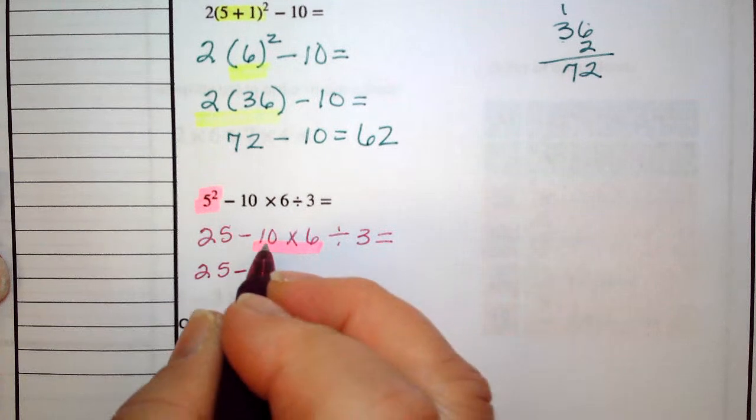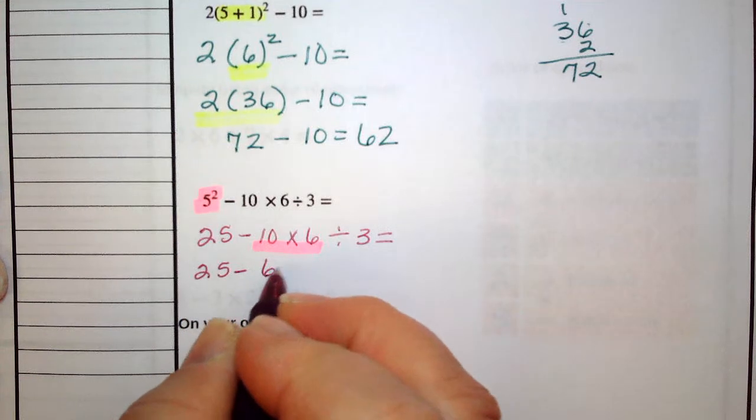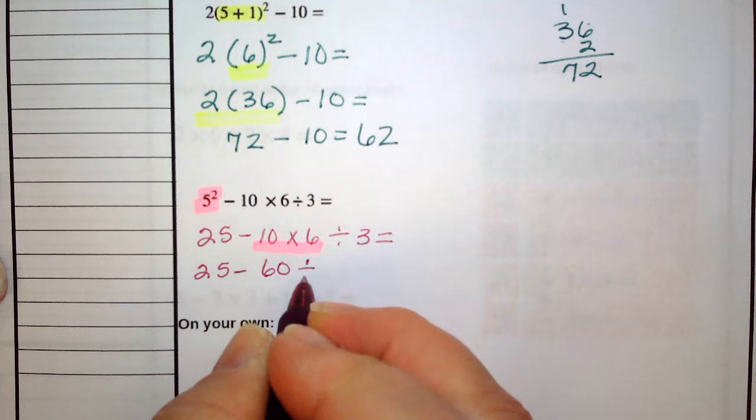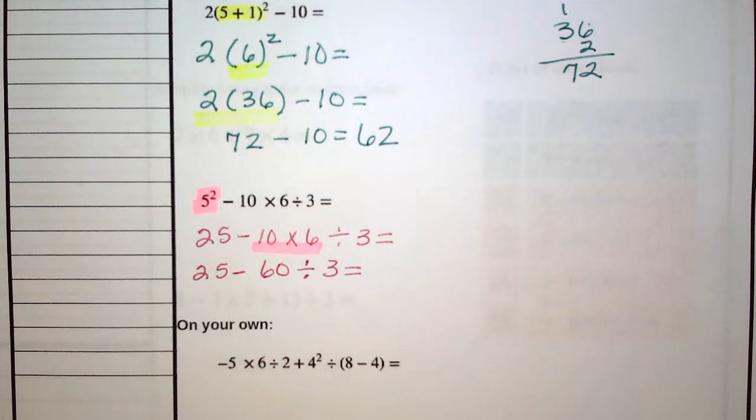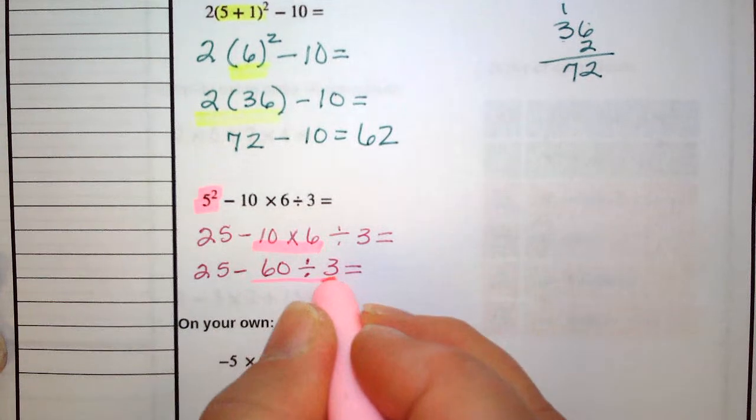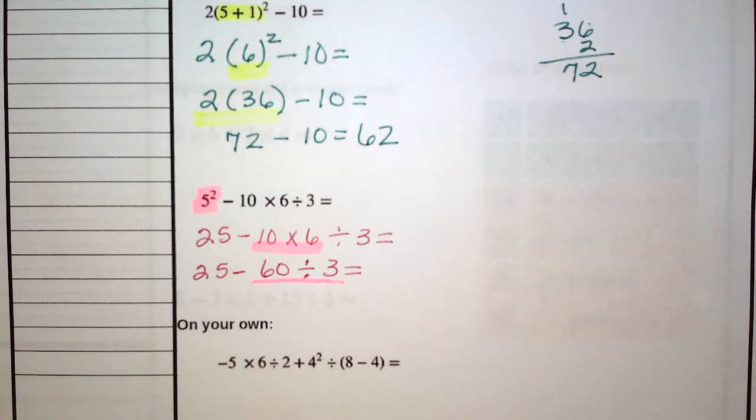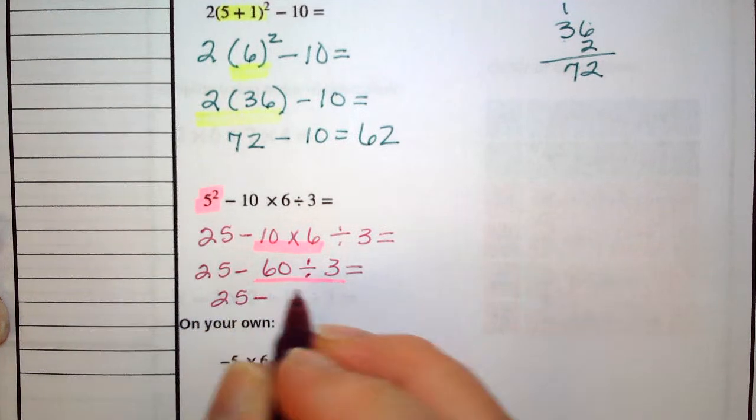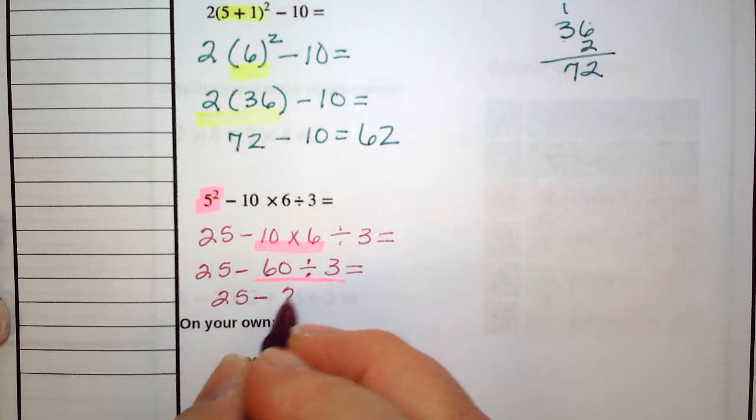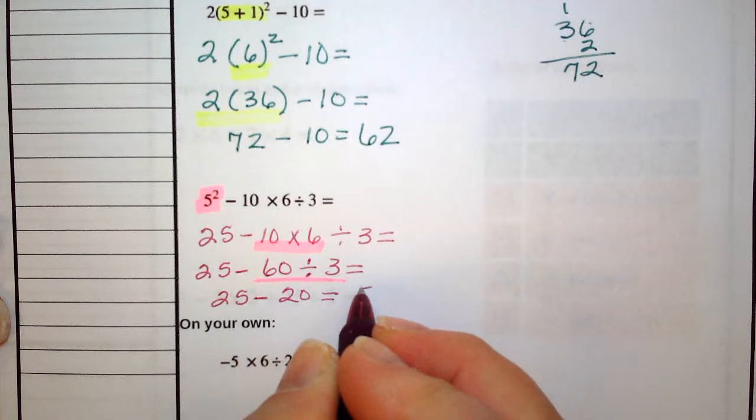25 minus 10 times 6 is 60, divided by 3. Do I have any more multiplication or division? Yes. So 25 minus 60 divided by 3 is 20, and I end up with 5.